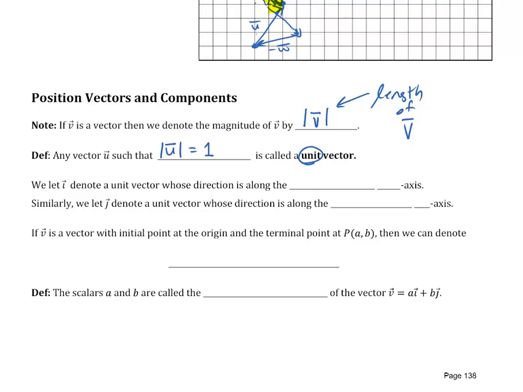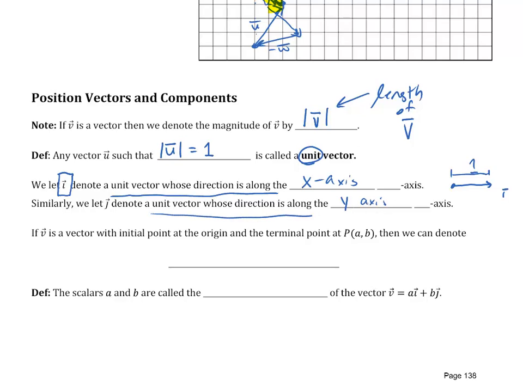We then give a special symbol, i, as a vector, not i the complex number. This is actually a vector i. We call that the unit vector whose direction is along the x-axis. So a vector that goes this way, whose length is 1, is called i, and I put i with a line over the top of it. And then j is the vector whose direction is along the y-axis.